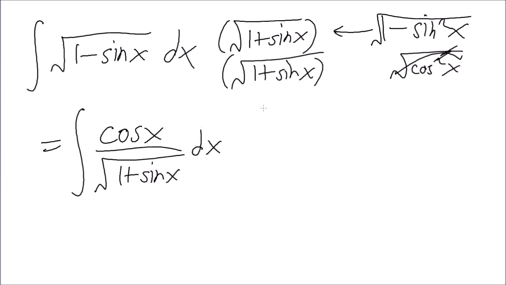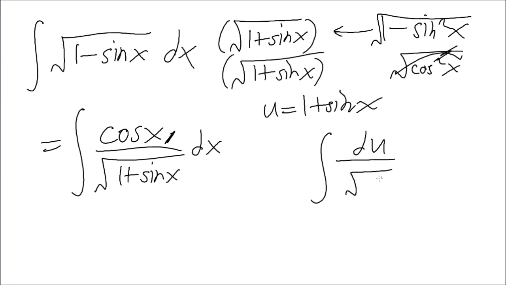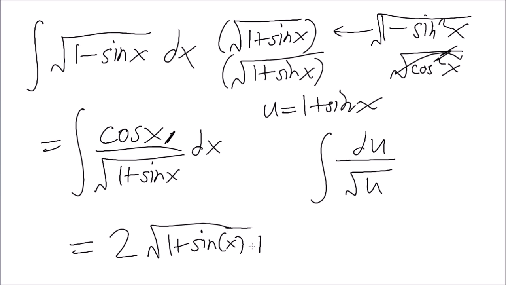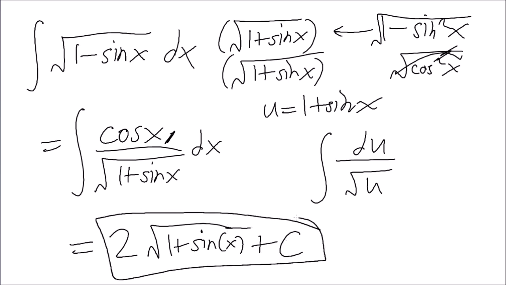And now this is just a basic u substitution. Let u equal 1 plus sine of x. Du is going to take care of cosine of x. Alright. This is just du over square root of u. Right, if you memorize your basic integrals, this is just 2 square root of u, which is 2 square root of 1 plus sine of x. Then don't forget the constant. And you're done.